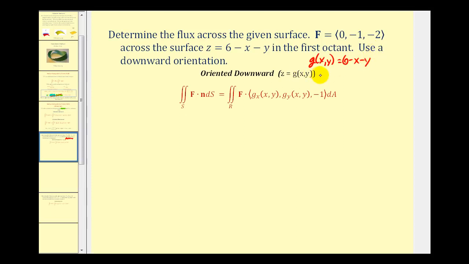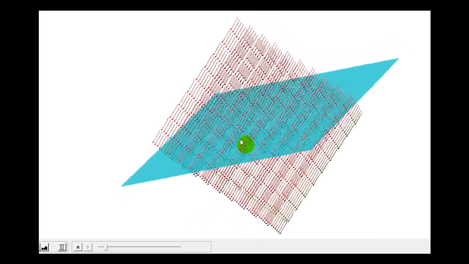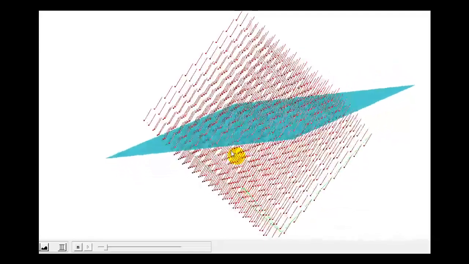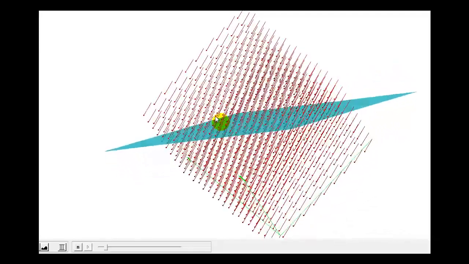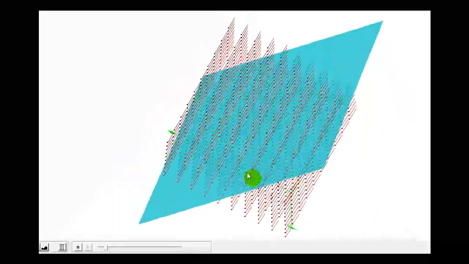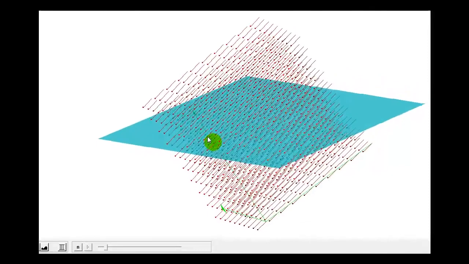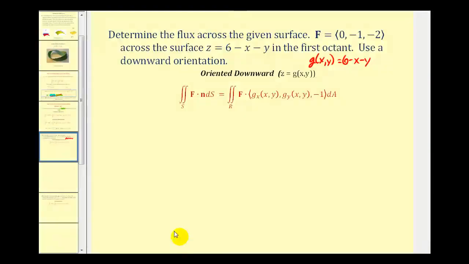Now before we set this up, let's take a look at this graphically. You could think of the vector field as representing a rainstorm, and you could think of the surface as the roof of a building. So the surface integral would represent the flow rate of the rain on the roof. So let's go ahead and see what that would be. Notice it says to use a downward orientation, so we'll use this double integral over the region R for our setup.